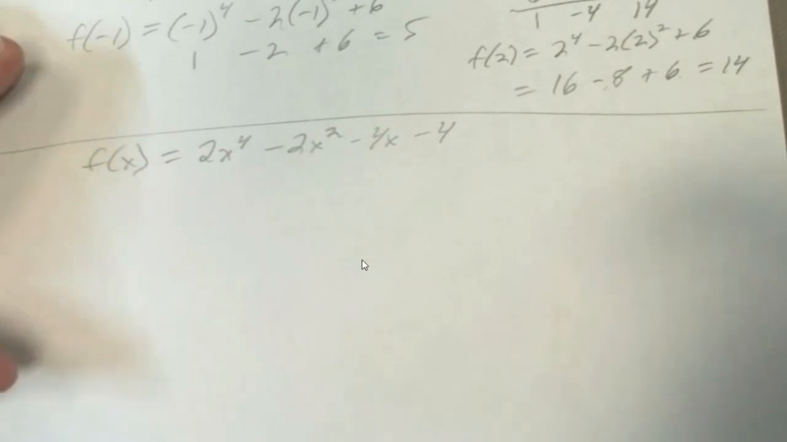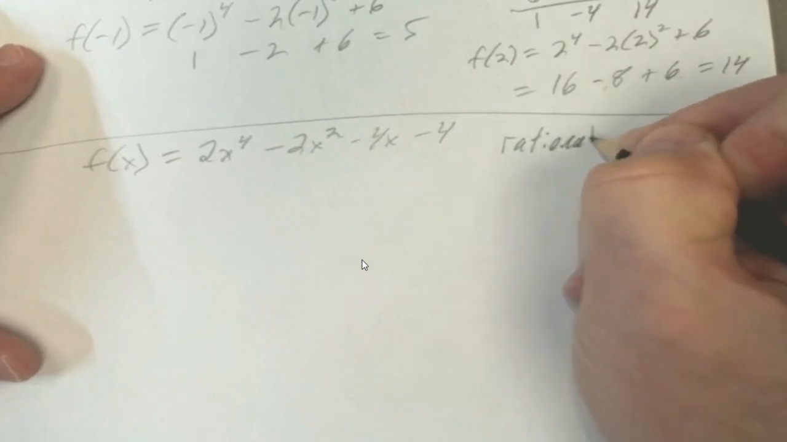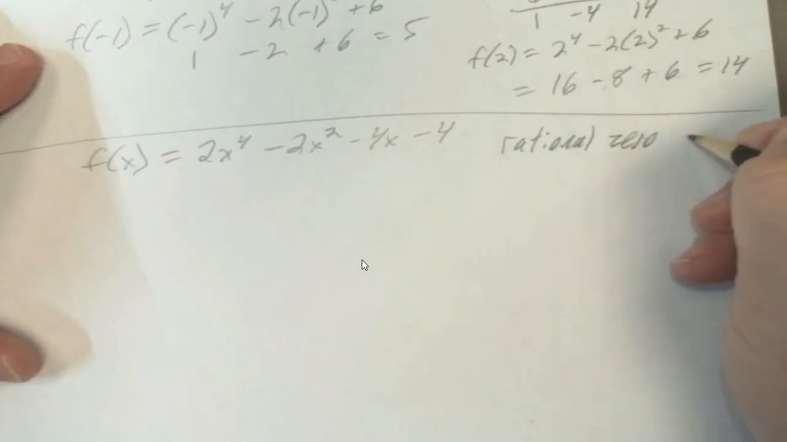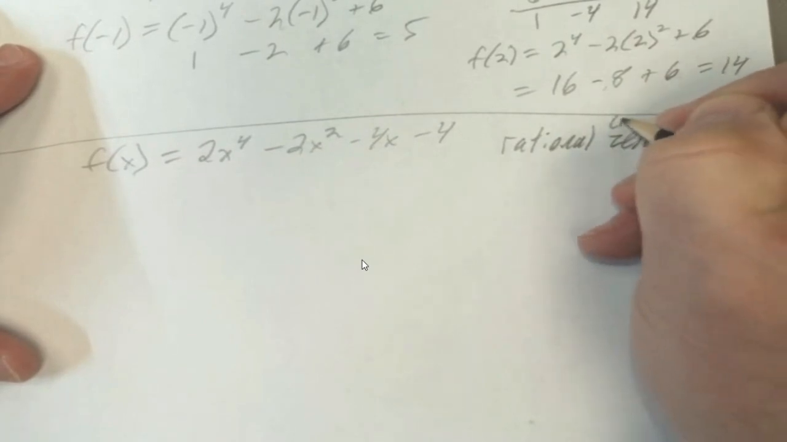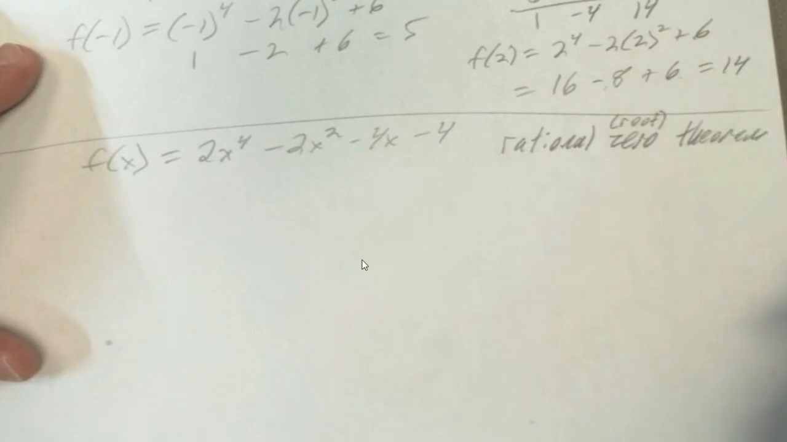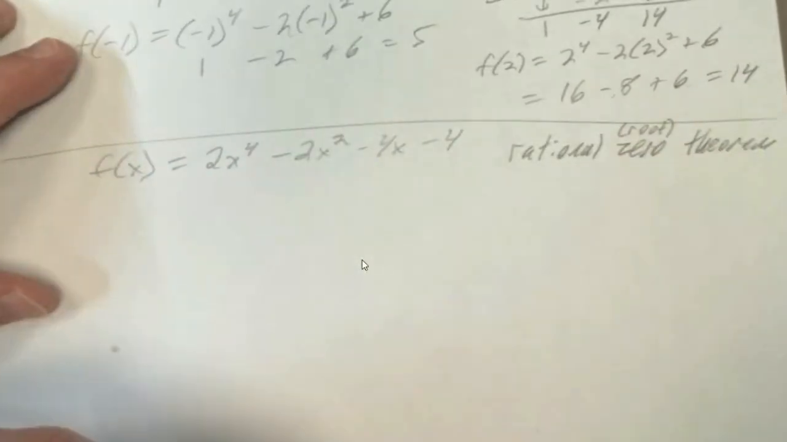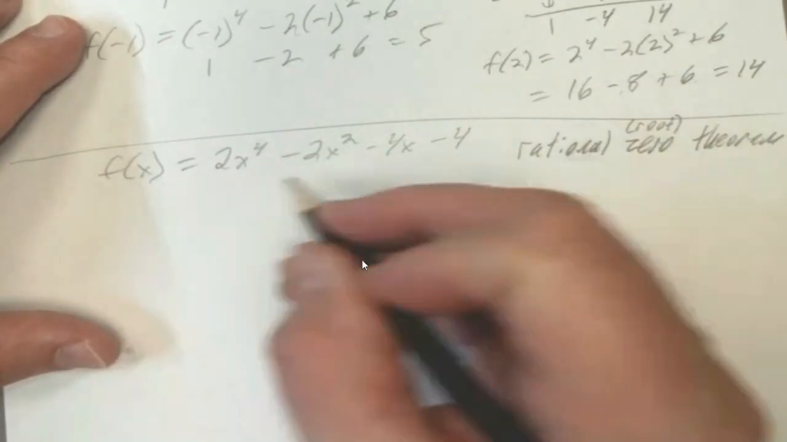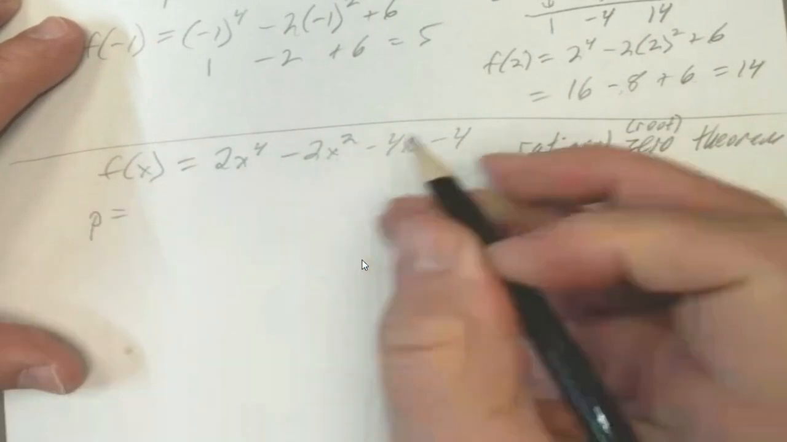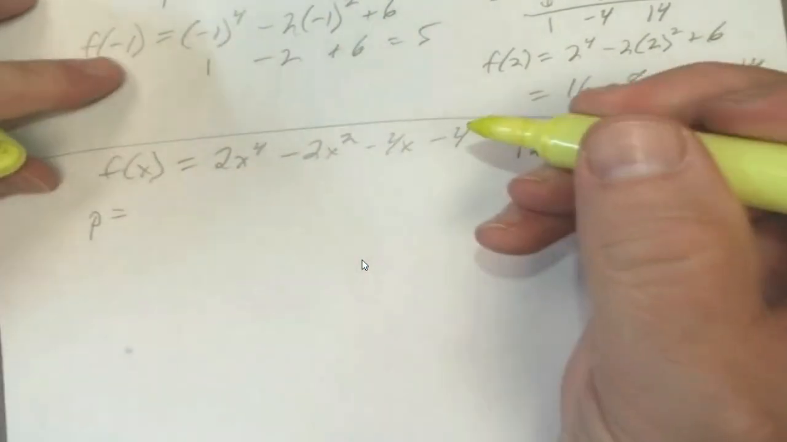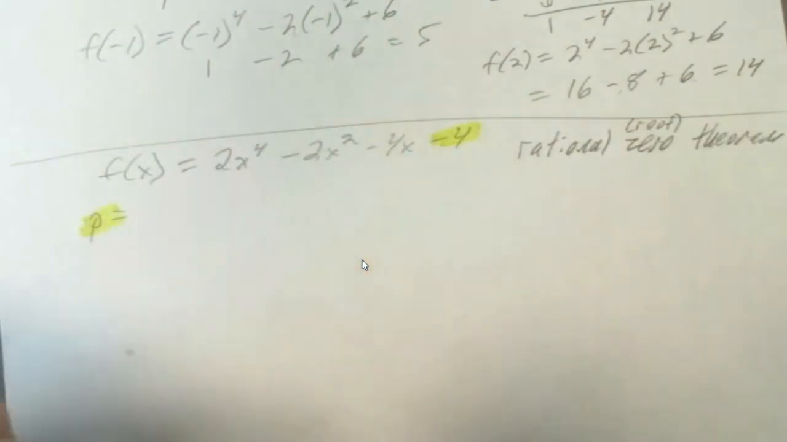But the rational, they call it the rational zero theorem. I've also seen it called the rational root theorem because a root and a zero are the same thing. The rational root theorem says that if we take our P's and Q's, P would be right here. I'm going to highlight this. What are the factors of negative 4?